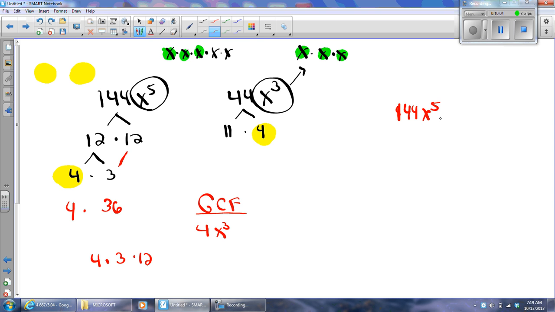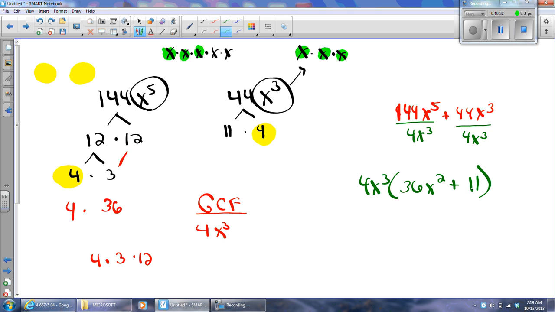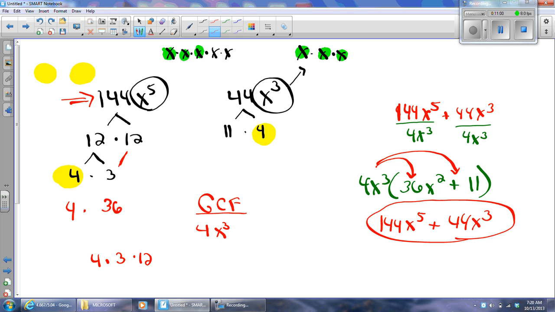Okay? If this were a problem like 144x to the fifth plus 44x to the third, and I was going to factor by GCF, I would divide both by 4x cubed. And of course the 4x cubed is out front. I would get 36x squared, since x to the fifth over x cubed is x squared, plus 11. To check my answer, all I have to do is distribute. Multiply here, multiply here. If I get the original problem, I did it right. Well, 36 doubled is 72, doubled is 144. x cubed times x squared, x to the fifth, plus 4 times 11, 44, x cubed, and there you go, it matches perfectly.